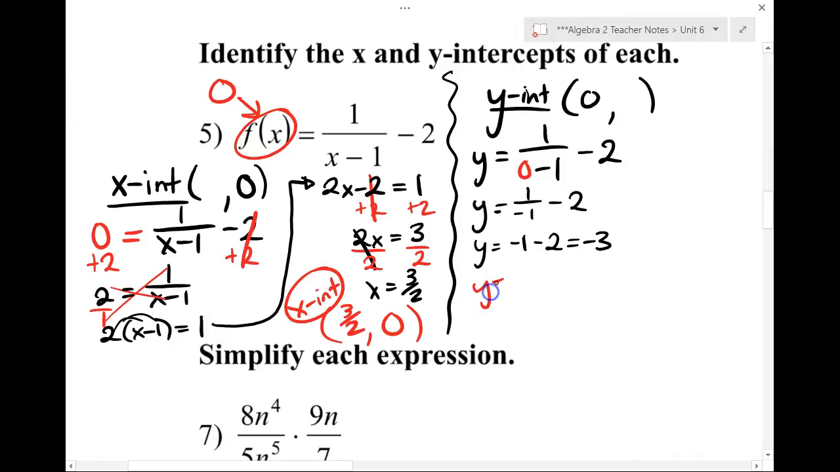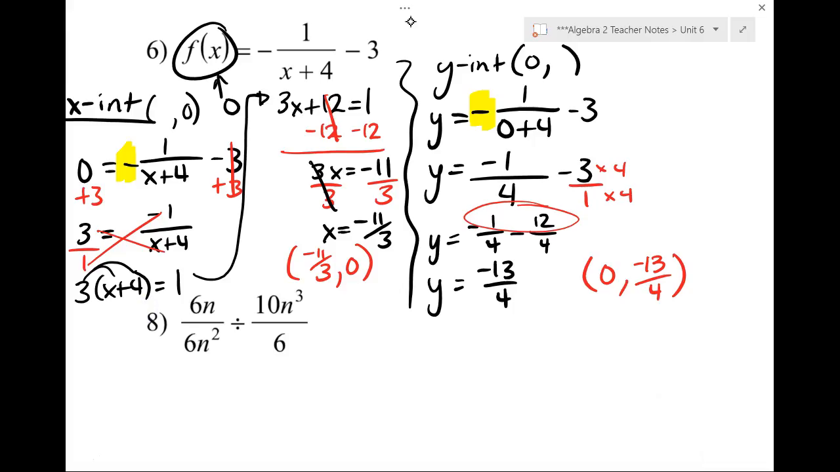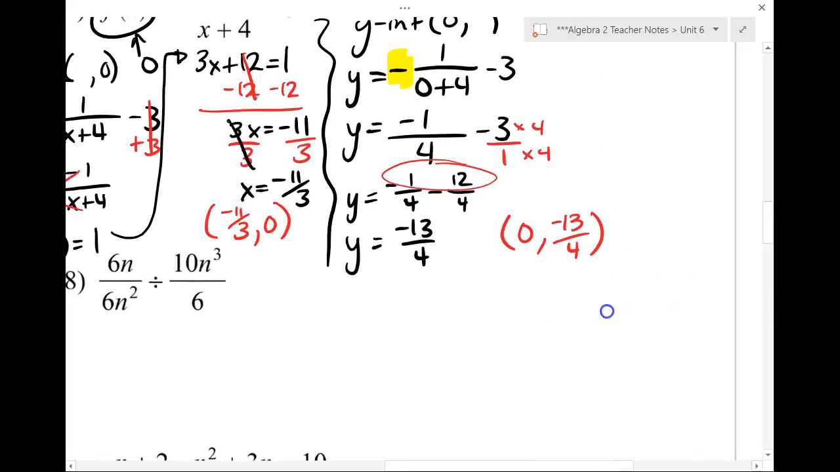But remember also with the y-intercept, that's a point, so we're going to write it as a point. So now it's going to be x is 0 always for y-intercepts, and then the value you found, negative 3. Fractional form. So you can do negative 13 divided by 4, and you can also write this as the same 0 and negative 3.25. Okay, and you can do that for the x-intercepts in the other problem as well.